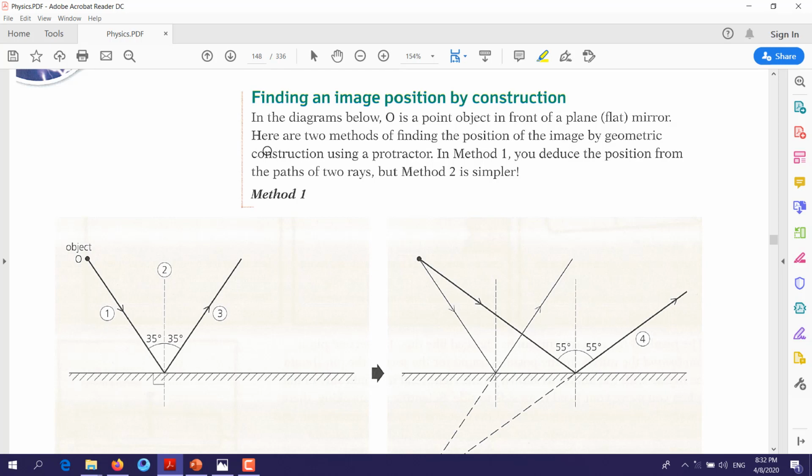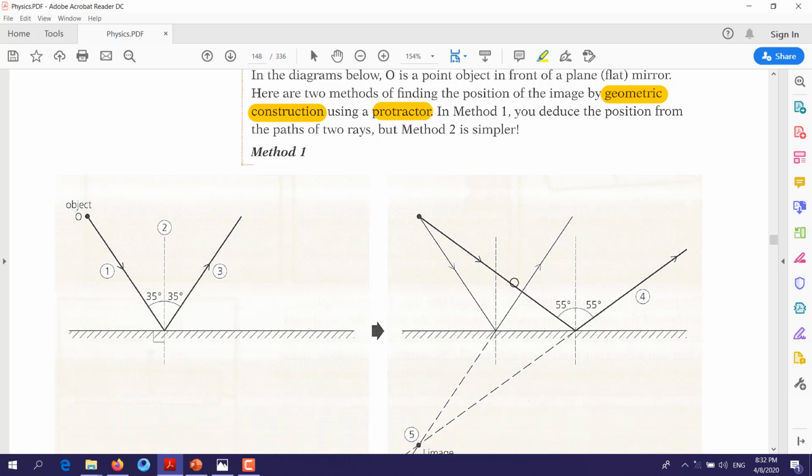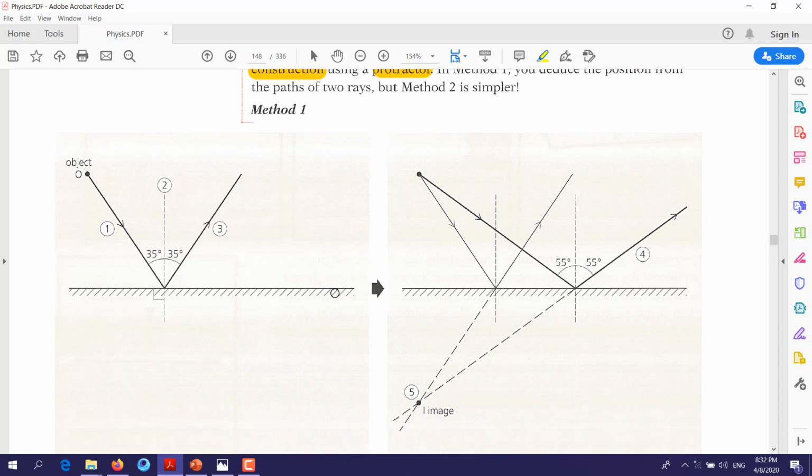We call them here the two methods of finding the position of the image by geometric construction. It's either by geometric construction using a protractor, method 1, or method 2. Here it's method 1. It's by geometric construction using a protractor. Okay, how?